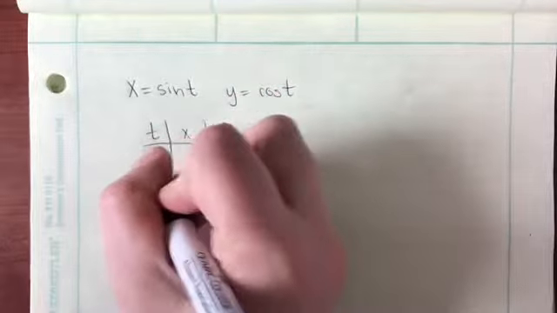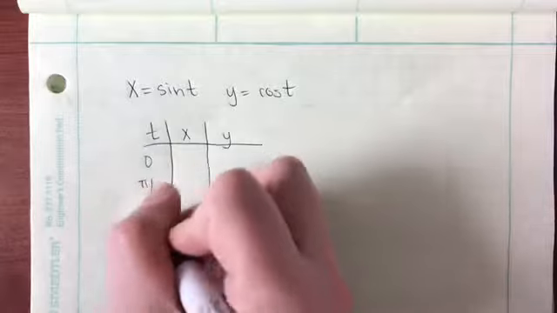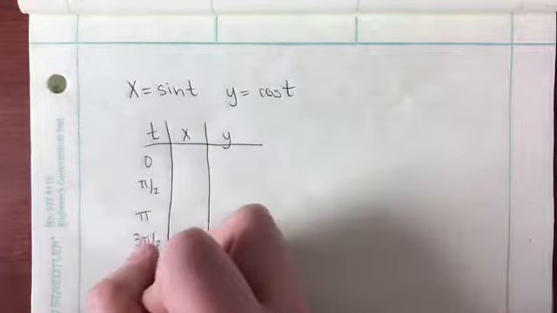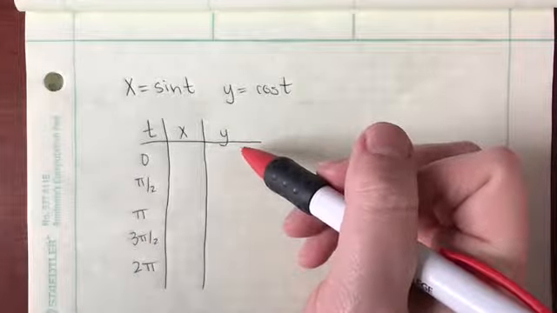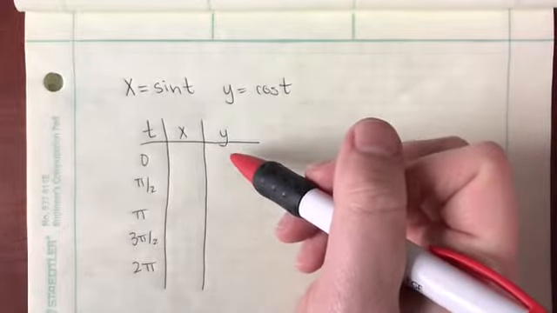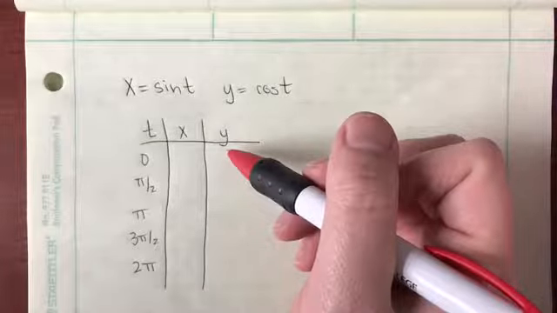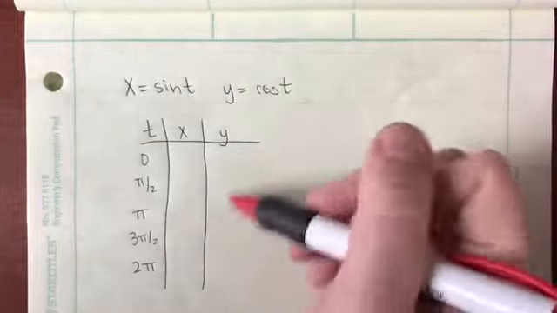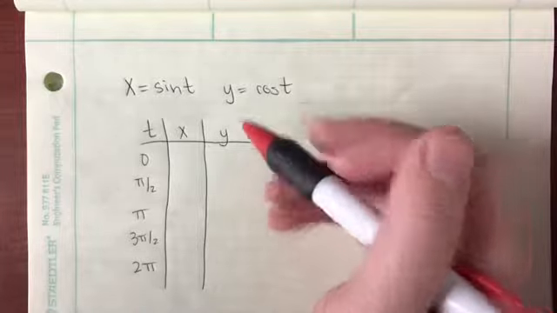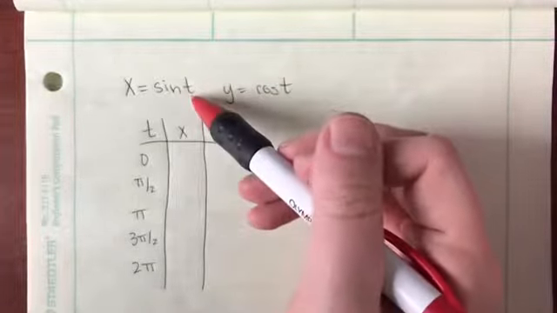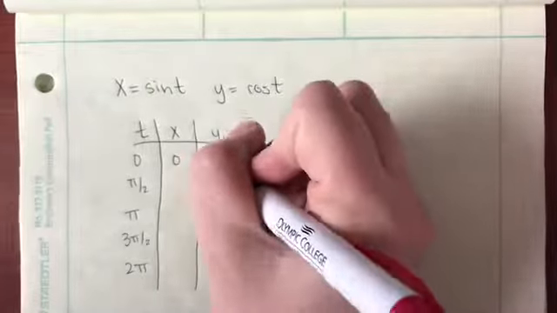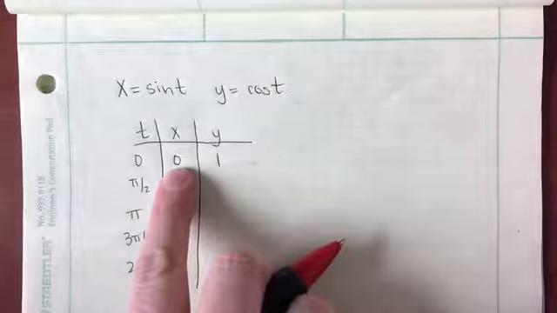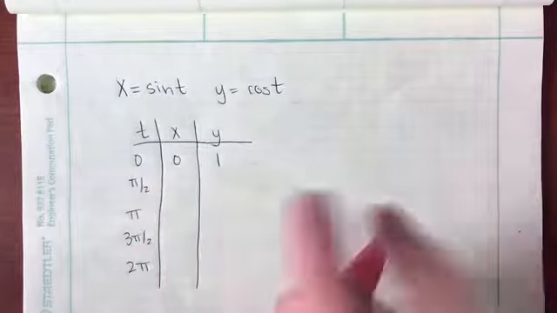So if I pick 0, pi over 2, pi, 3 pi over 2, and 2 pi, I'm going to plug those t values in. They're going to give me x and y values, and I can end up with those ordered pairs for x and y that I would then plot. If I plug in 0, the sine of 0 is 0. The cosine of 0 is 1. So the ordered pair that I would plot for t equals 0 is (0, 1).